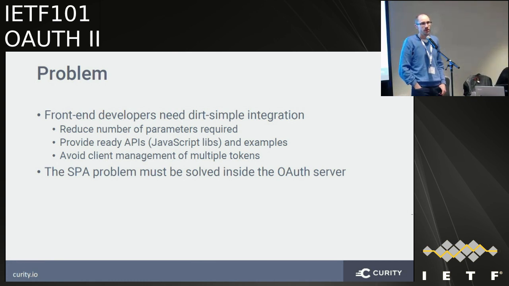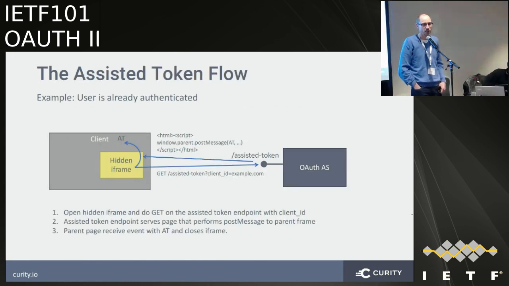What we found is that this flow has to be done in the OAuth server, because doing it outside of the OAuth server ends up making an uber client, which can be quite dangerous. The way the assisted token flow works, first of all, when the user is authenticated, a hidden iframe is opened up to the assisted. A question for you. Did you submit a draft? I sure did. Did you? Yeah. Okay, that's good. So this has been submitted to the IETF tools on Sunday.